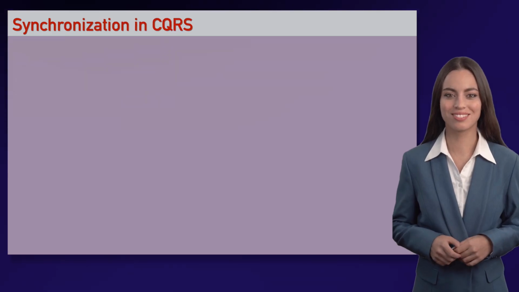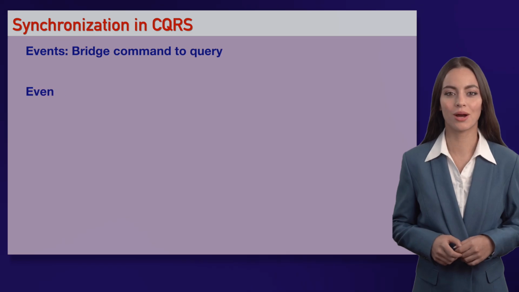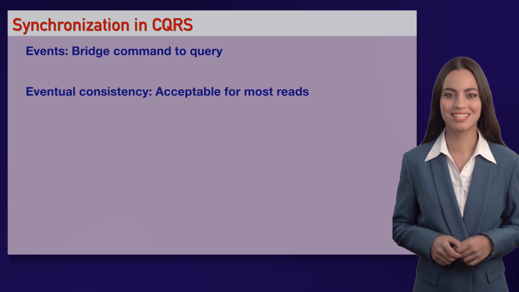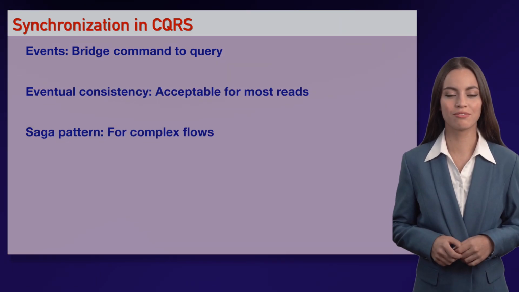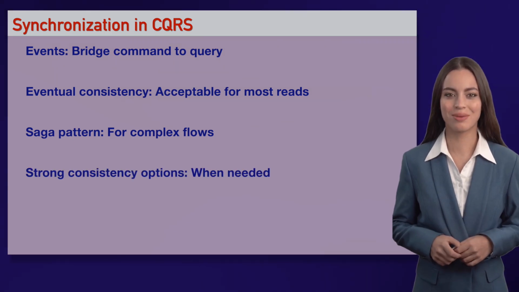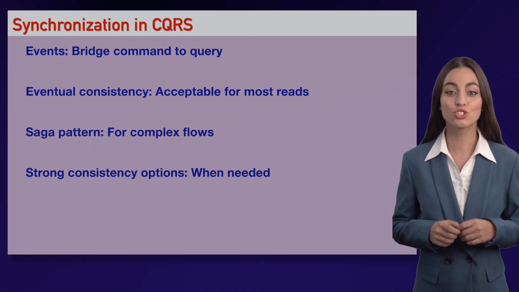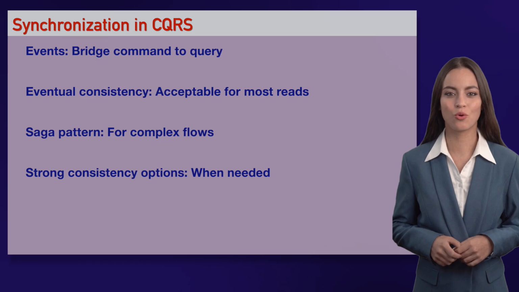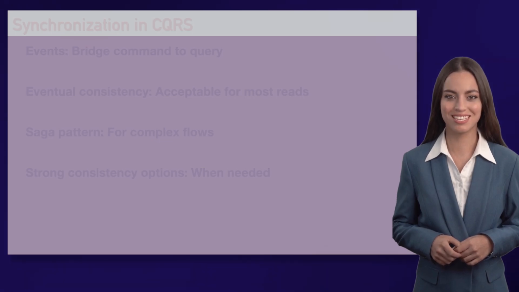Synchronization in CQRS. Domain events from the command side act as the bridge to update the query model. Eventual consistency is usually sufficient and performant for most read scenarios. For more complex business flows spanning multiple aggregates, the saga pattern coordinates steps. Strong consistency can be achieved when required, though it may add latency.